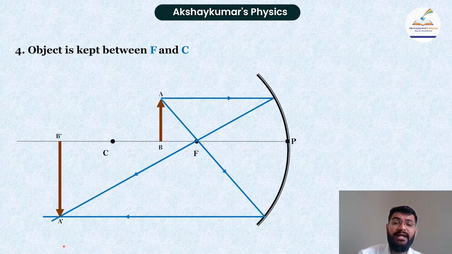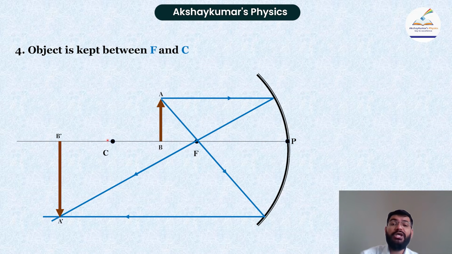You can see that when the object was kept beyond center of curvature, image was formed between F and C, and when the object is kept between F and C, the image is formed beyond C. तो ये vice versa हो गया. अगर अपन ने साइज को कंपेयर किया तो AB ऑब्जेक्ट की साइज और A' B' ऑब्जेक्ट की साइज में इमेज ऑब्जेक्ट से बड़ी है, सो वी कैन यूज द वर्ड एनलार्ज.